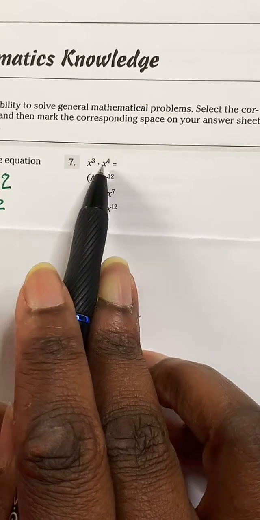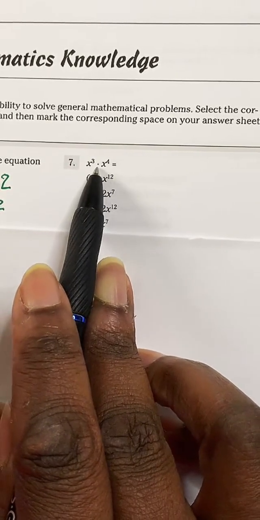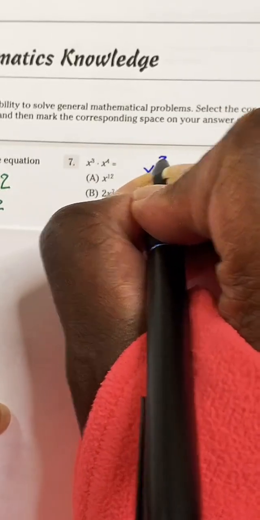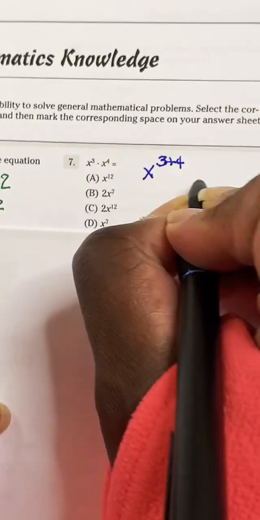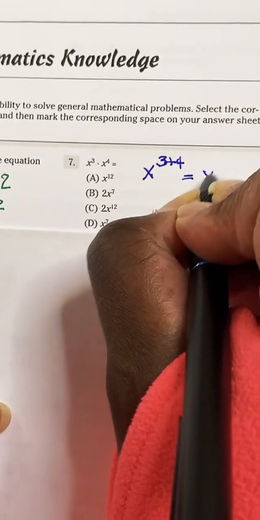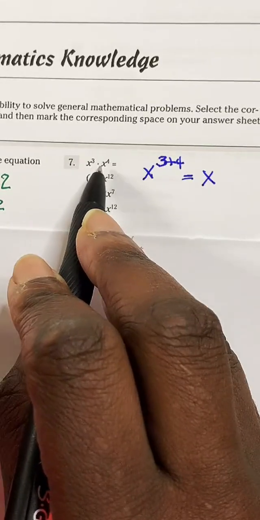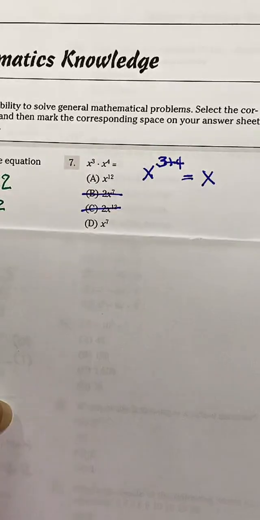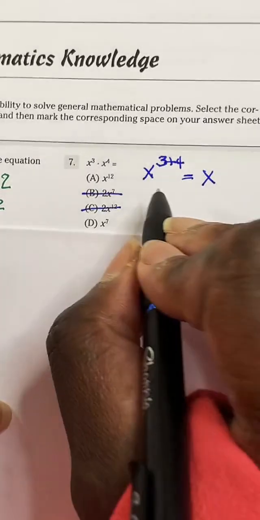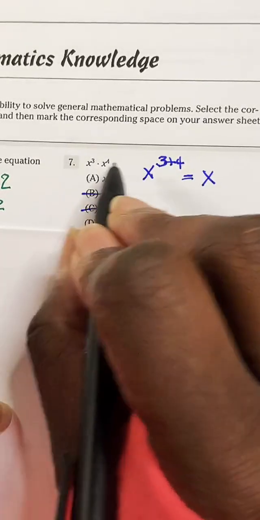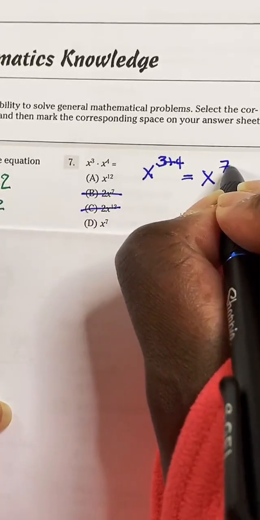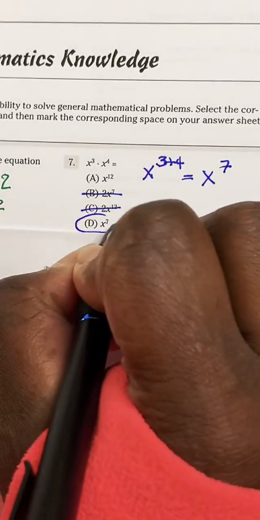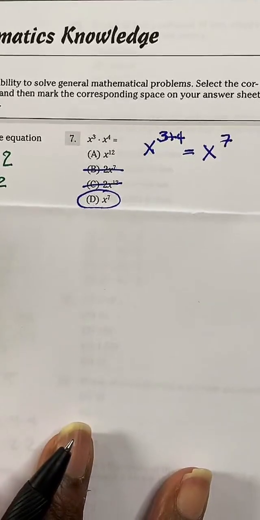All right. So when we have the same base and we are multiplying, all we're basically doing is adding our exponents. Okay. We keep the base. We do not add the coefficients. So that's why B and C is out. Okay. When we're multiplying and we have the same base, we add the exponents. So that gives me x to the 7th power.